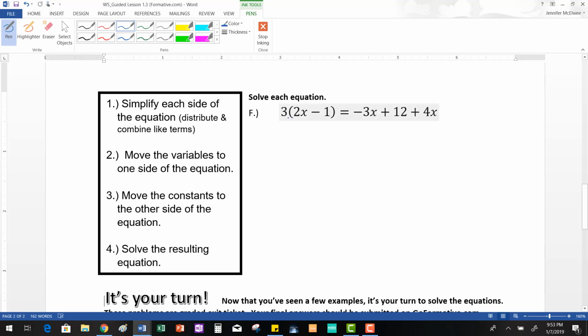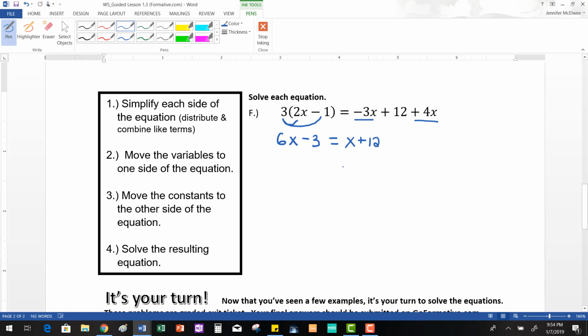So I need to distribute my 3 to the 2x and the minus 1. When I do that, 3 times 2x gives me 6x, and 3 times a minus 1, well, that's minus 3. On the right-hand side, I see like terms. There's a negative 3x there as the first term, and the third term is a plus 4x. So I'm going to combine those two. Negative 3x plus 4x gives me positive 1x. I just don't write the 1. I'm also going to bring down that plus 12 term because we haven't done anything with that yet.